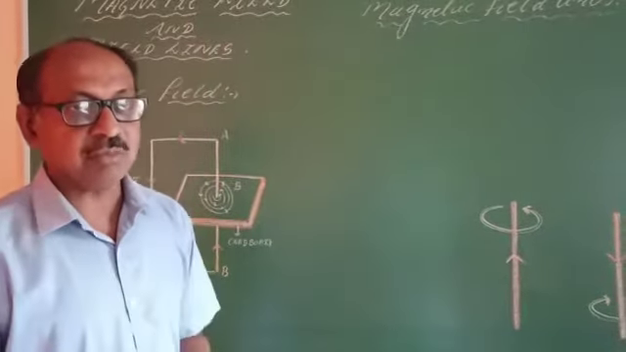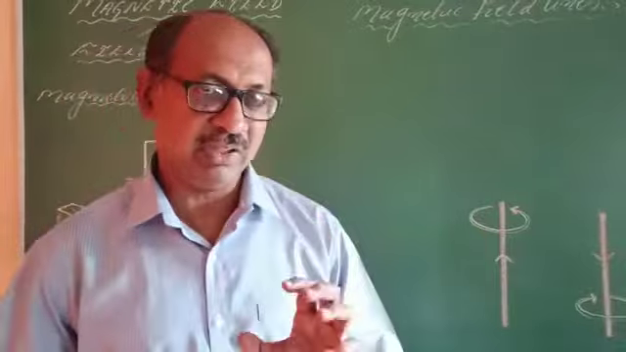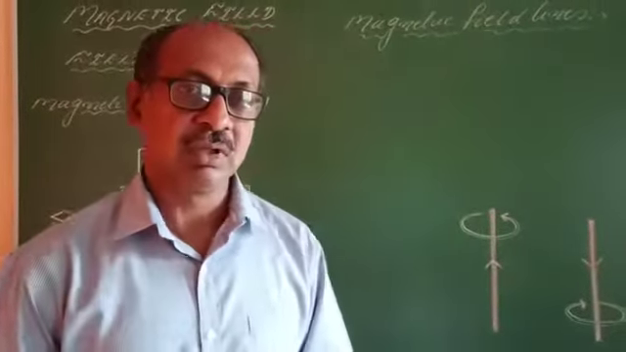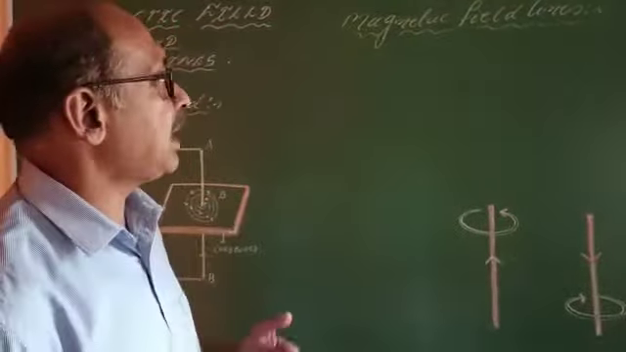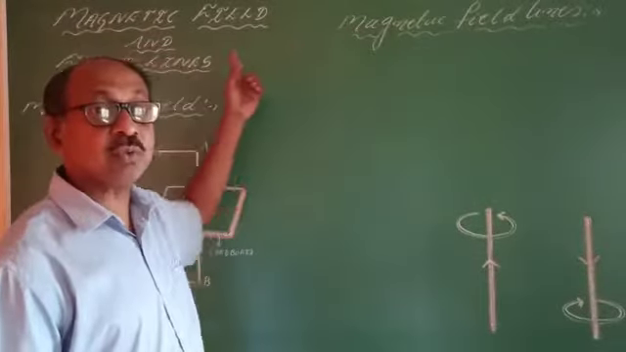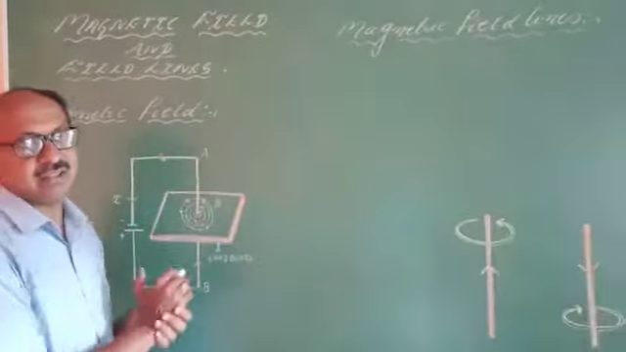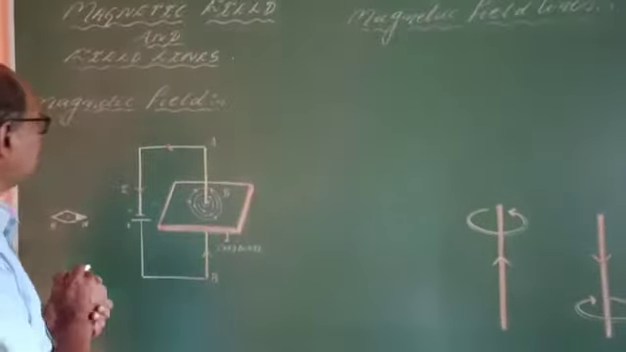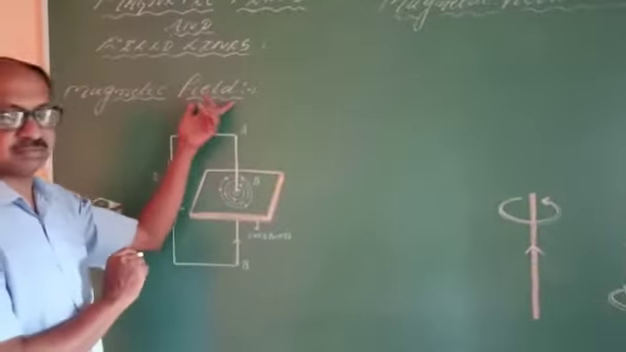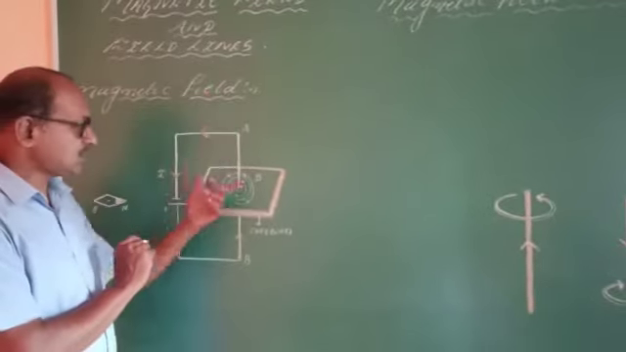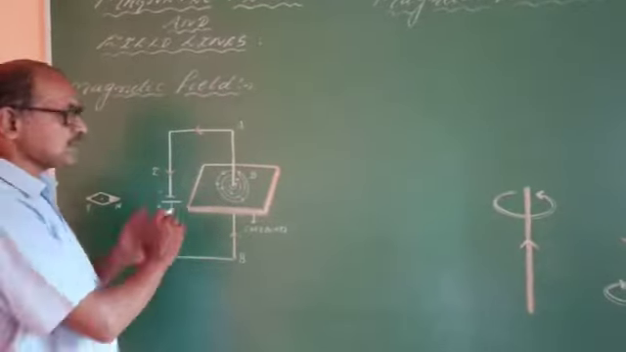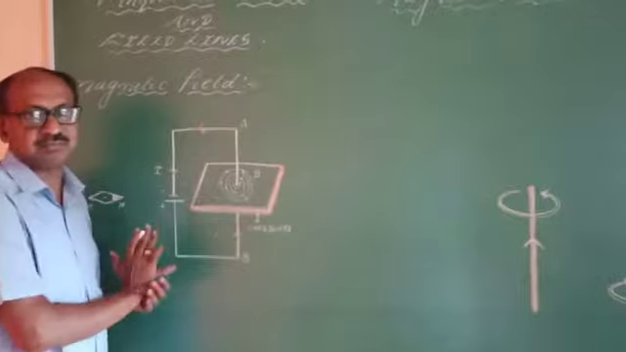So we need to study what is the meaning of the magnetic field, and also what is the meaning of magnetic field lines. Let us understand clearly. Here we have a magnetic field. Let us discuss a simple experiment here.